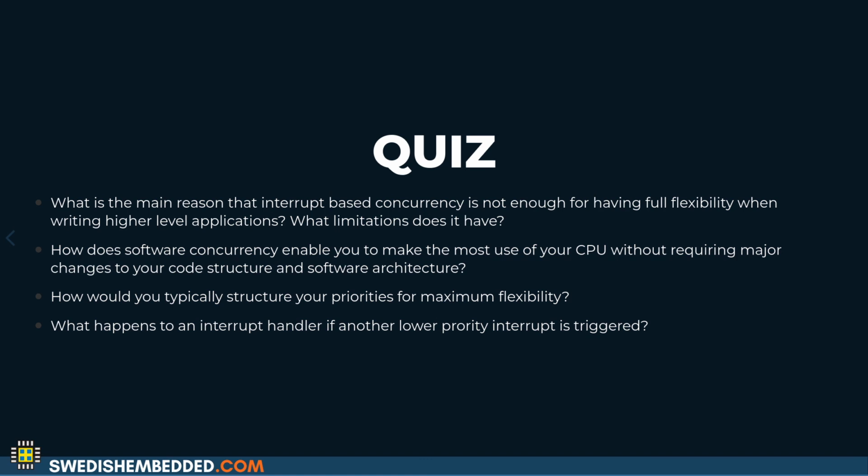How would you typically structure your priorities for maximum flexibility? And what we mean by this question is, what priority would your work queue have? What priority would your main thread have? What other priorities could you create to make sure that you don't switch context too often? And what happens to an interrupt handler if another lower priority interrupt handler is triggered? So when will a lower priority interrupt handler run if another higher priority interrupt handler is currently executing?